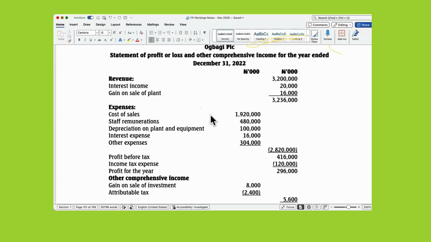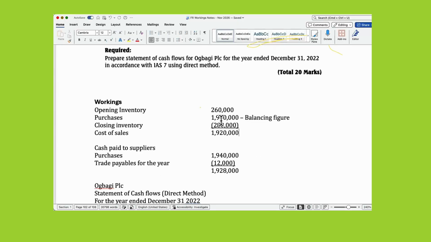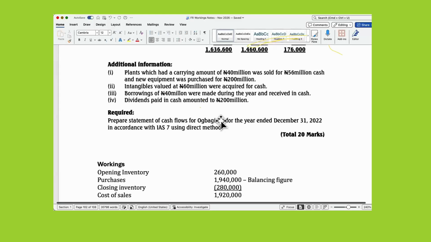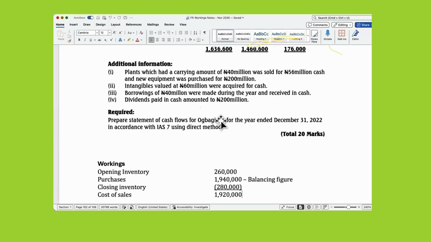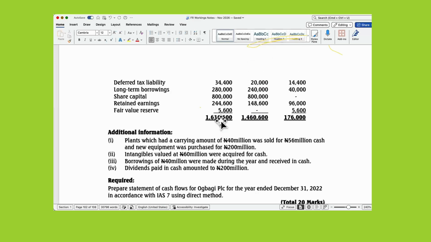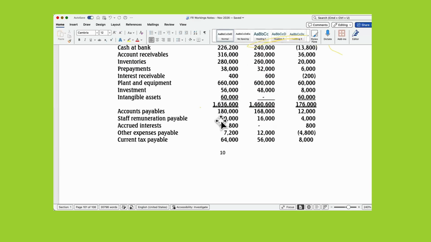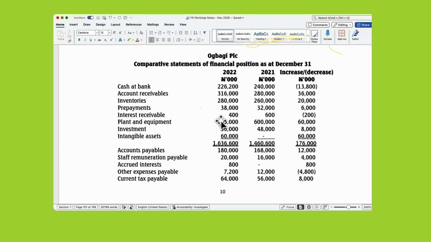I think if you go, can you hear me? Yes, we can hear you. If you go and check at the additional information, if I'm right, I think there is maybe it's no, go up a little, sir. Go up a little. Still go up. Okay. You can see we have staff remuneration payable. What we just need to do is pick the opening of this, add to the one in the profit and loss, and minus the closing, we will get the amount that was paid for staff. How are you doing all of that when they give you the increase already?